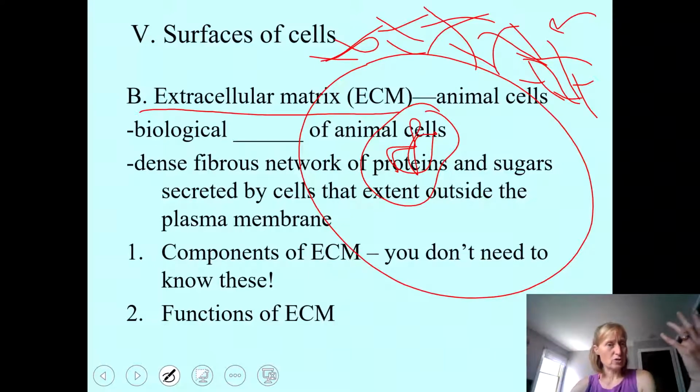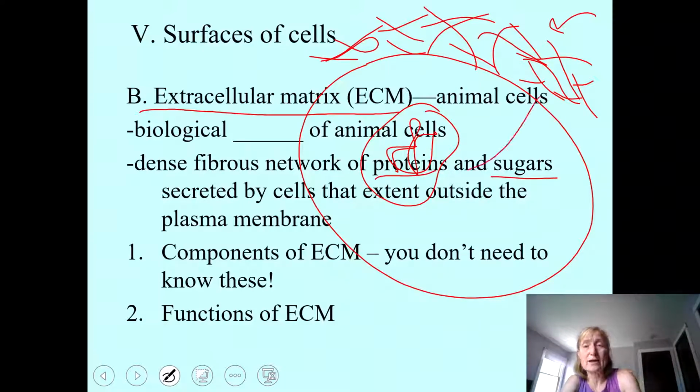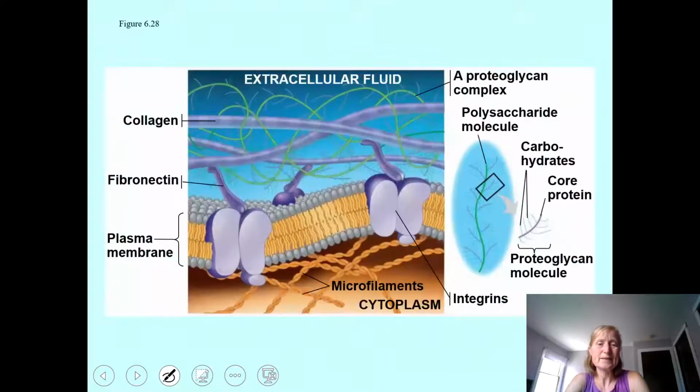When we look at this extracellular matrix, it's made up of all sorts of molecules, proteins and sugars and some lipids that are secreted by the cell and extend outward into the environment. Then we'll take a look at a picture of that, and we'll look at some functions of the ECM as well. So here's just a picture of some of the molecules that are part of the extracellular matrix.